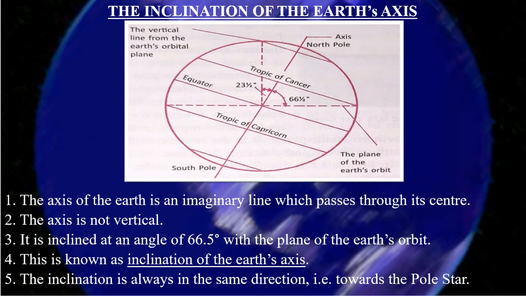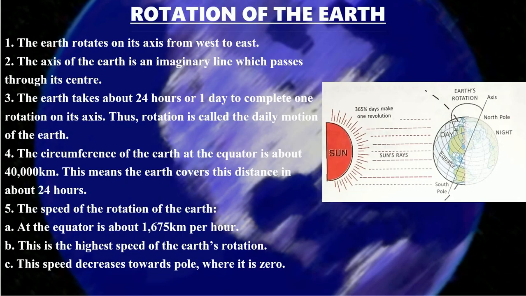The earth takes 24 hours, or one day, to complete one rotation on its axis, and thus rotation is also called the daily motion of the earth. The circumference of the earth at the equator is about 40,000 kilometers. The earth covers this distance of 40,000 kilometers in about 24 hours.